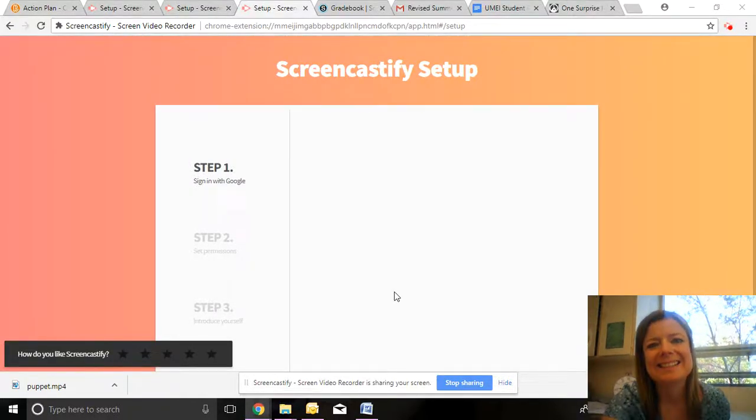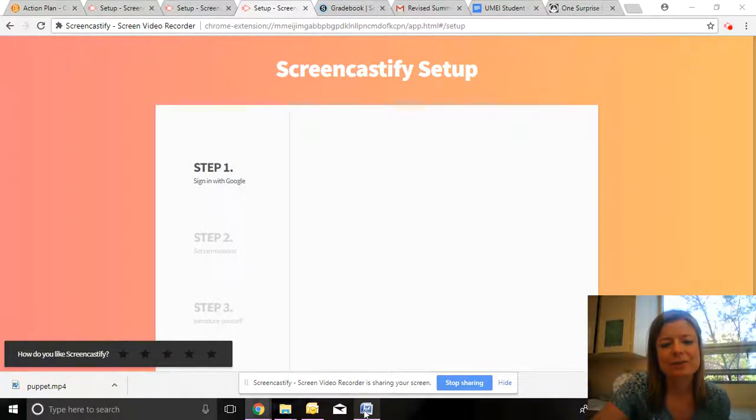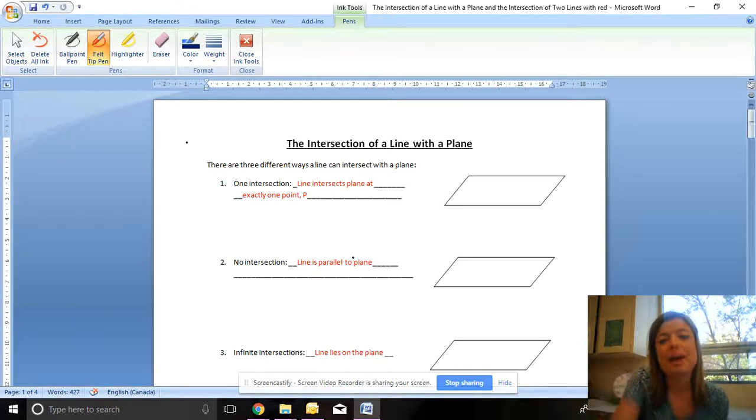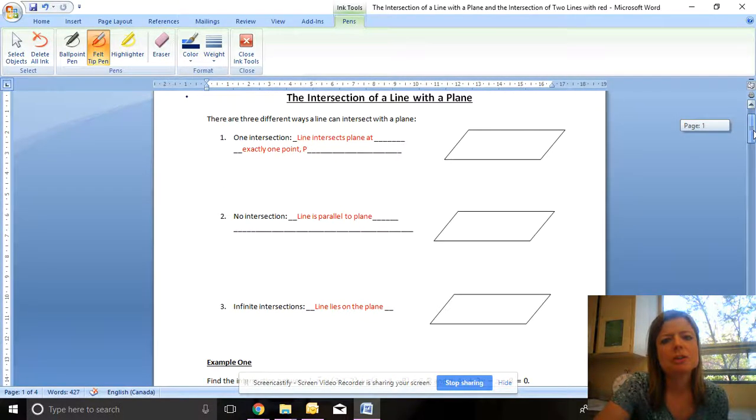Hi, everybody. Today we are starting our new chapter and we are learning about how lines can intersect with planes in R3 and also how lines can intersect with other lines in R3. So we're looking specifically at the vector equation of a line and the Cartesian equation of a plane. First of all, let's talk about the three different ways that a line can intersect a plane.